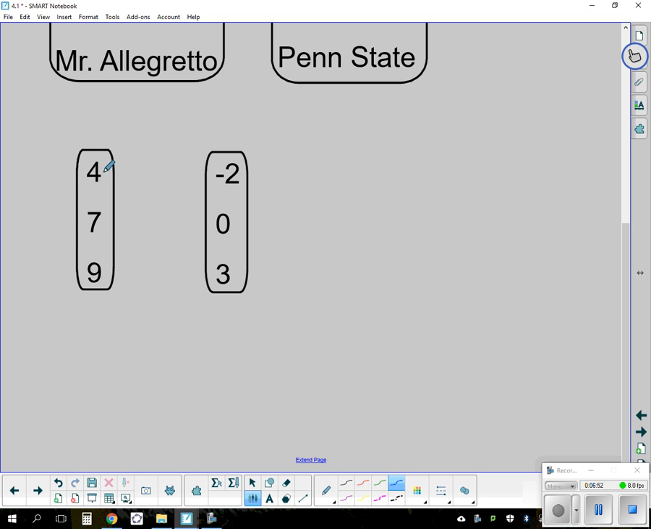How about what do you think here? Function or not a function? This is a function. Each x value has only one y. It's okay that two x's have the same y. That's all right. It's each x has exactly one y. So this one does work.